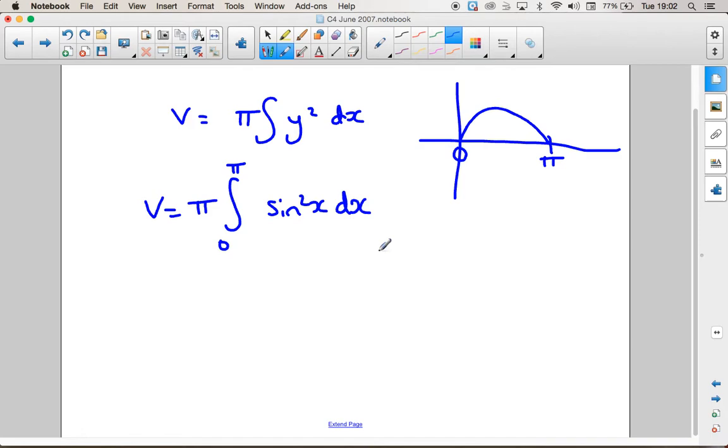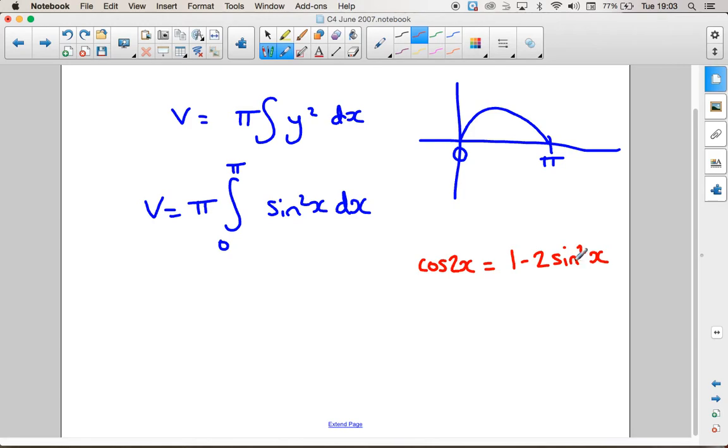Now we can't integrate sine squared x dx straight away. We need to turn this into something else. And in order to do that, there's a double angle formula that we need to remember, and it's the cos 2x formula that equates to 1 minus 2 sine squared x.